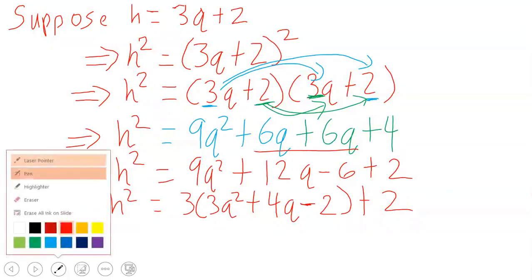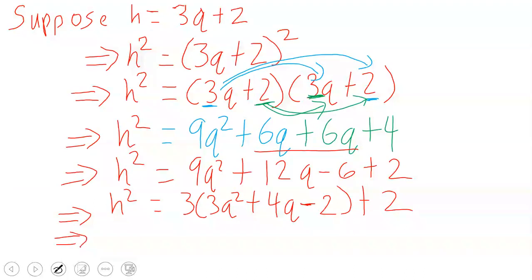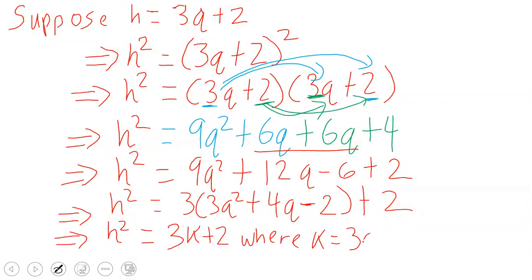All right, so this implies that what? h squared is going to be equal to what? 3k plus 2, where k is equal to 3q squared plus 4q minus 2. And that is also an integer. And it's an integer because of closure properties. This is an integer, this is an integer, this is an integer. And when you add or subtract integers, you still get an integer. And there we have it.